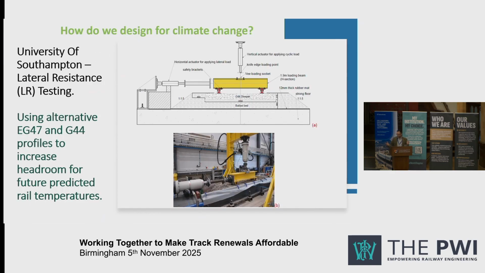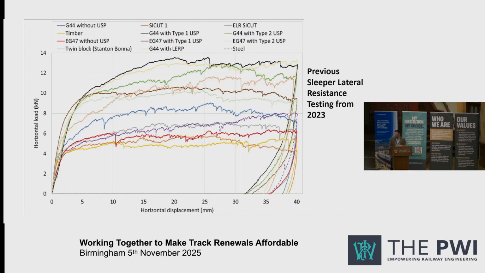So working with the University of Southampton, this goes back to 2023 when we started to present some of these graphs, and a warning, you're going to see a lot of wiggly graphs. I won't expect you to be able to read them or understand them, so I'll try and briefly summarize them with a few tags for you. Using that data, we thought, why can't we improve the EG47 concrete sleeper, the shallow sleeper, and the G44, the standard sleeper that we use, and try and get better performance out of it to give it some future proofing for predicted rail temperature increases.